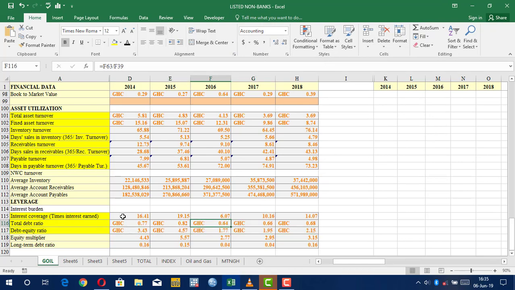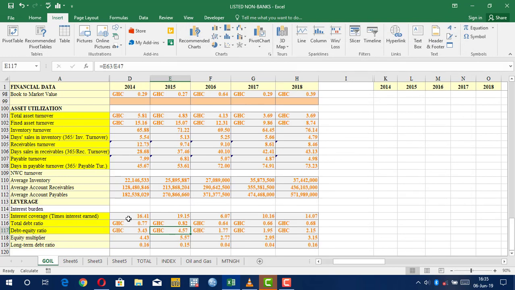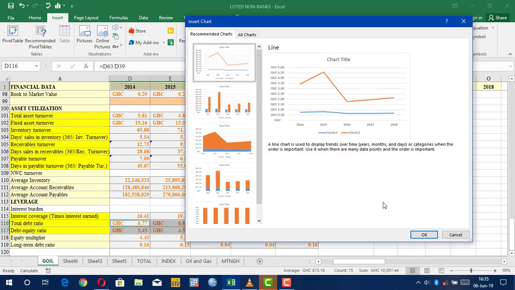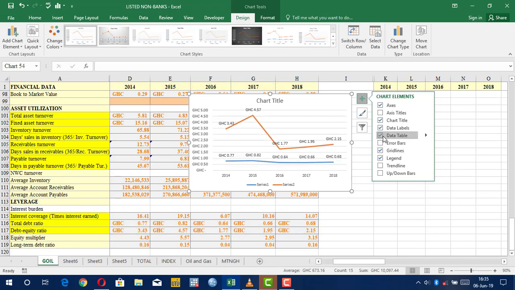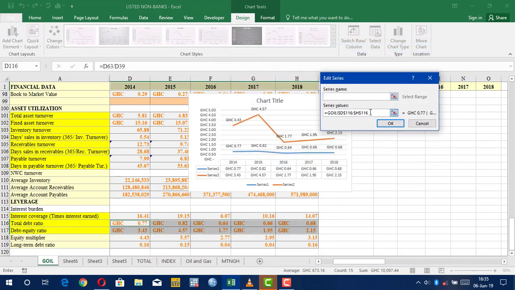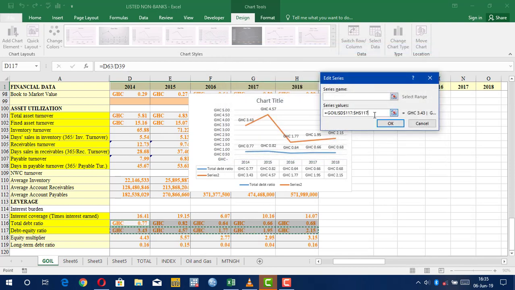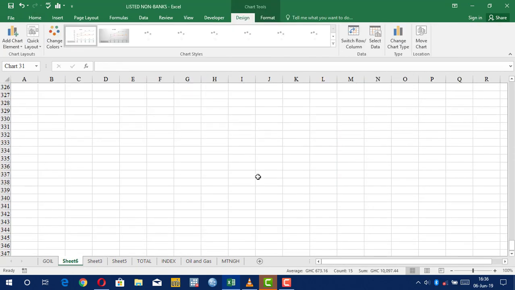Now let's take the times interest earned first. So we will select the times interest earned. Let's finish with the total debt and total equity, since the two are here. Good. And let's rename it. Let's edit it. Select data. So we have total debt ratio. Then we have debt to equity ratio. Okay, so there we have it. Let's take it to our blank sheet.